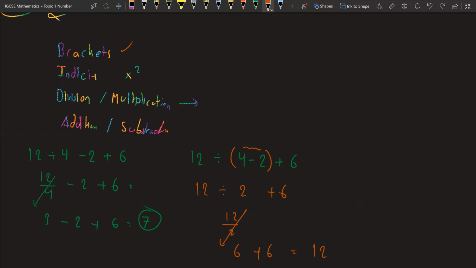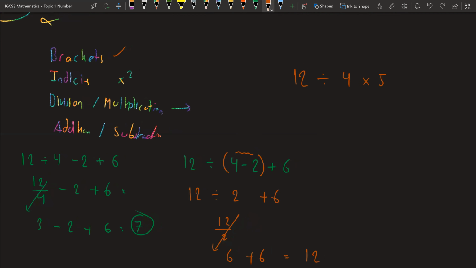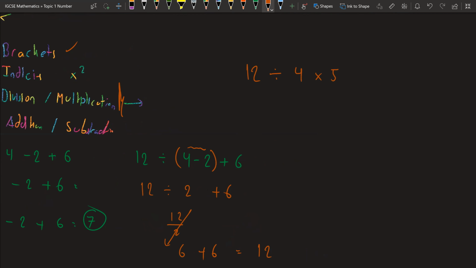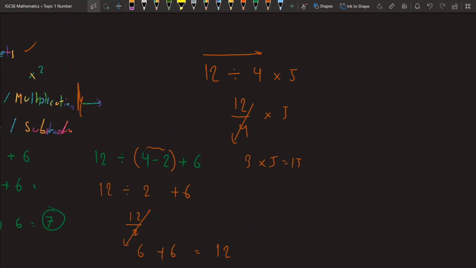Okay, now another one, say 12 divided by 4 multiplied by 5. Since division and multiplication are done together, we have to do it from left to right. So this is how you work it out. This gets 3 times 5, get 15.